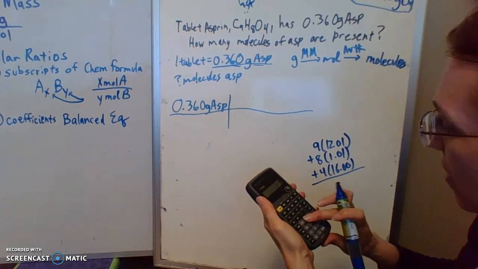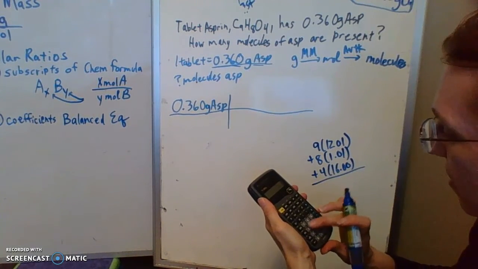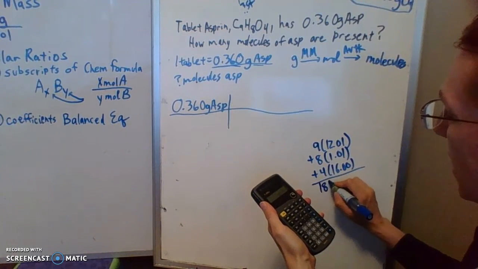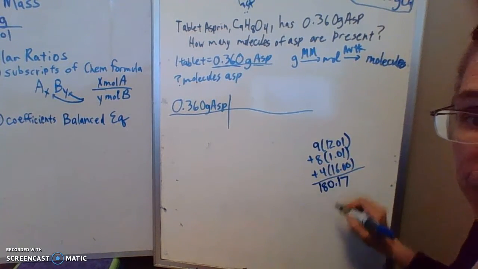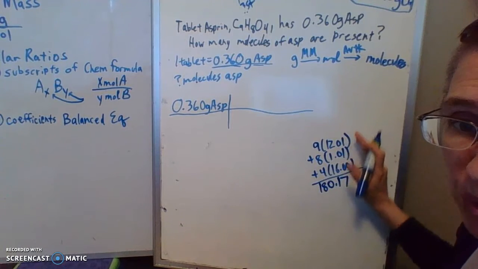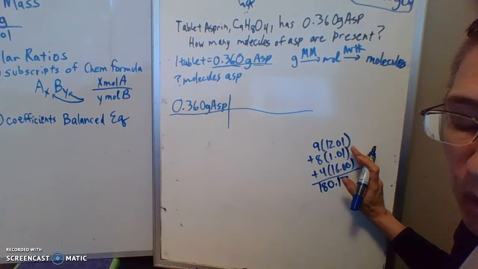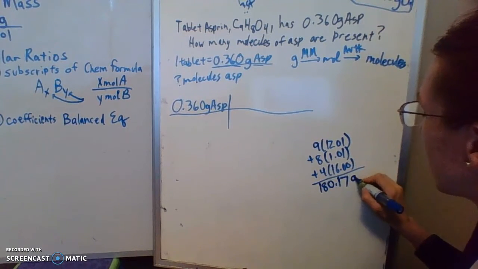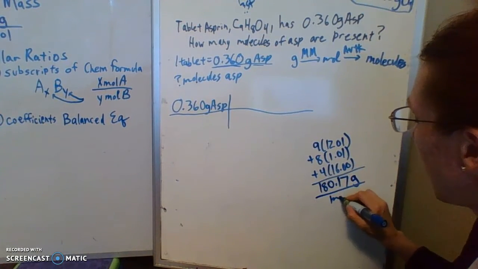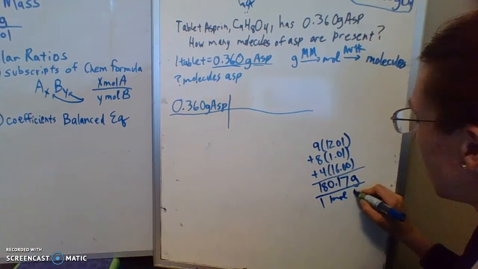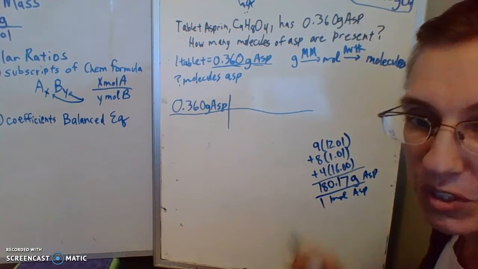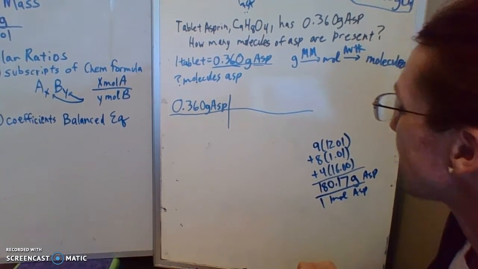And we will get an answer of 180.17. And this is the molar mass. So the units of molar mass are what? Grams per mole. It's always 1 mole. That's the aspirin we're talking about. I'm just abbreviating it so it takes a little less time.